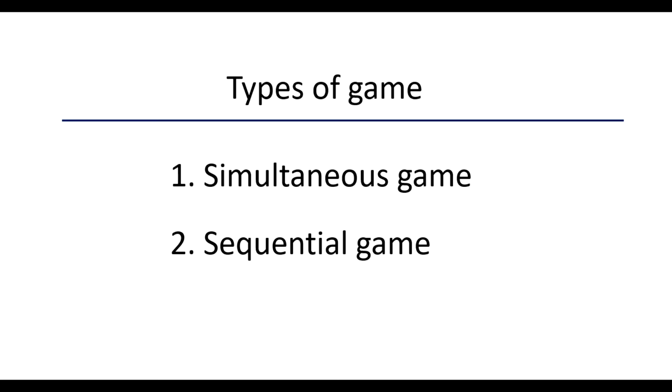We have two types of game. Simultaneous game. So repeat with me, simultaneous game. Two or more players move at the same time. And sequential game. Sequential game. One player moves first and the other players move later.